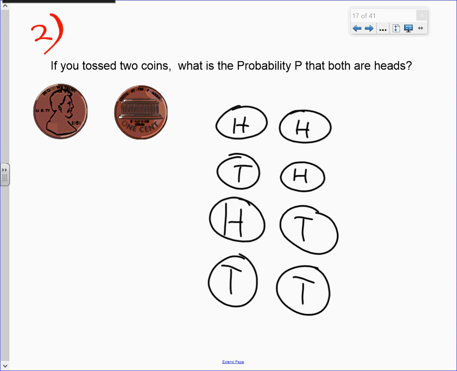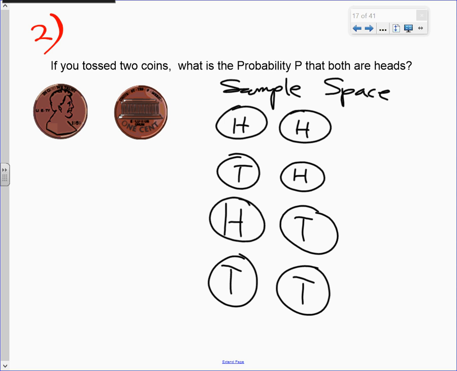So there's our sample space. The list is like either a picture, numbers, letters, something to communicate all the possible outcomes. It could be symbols. These are the possible outcomes. 4 possible outcomes. No more, no less.